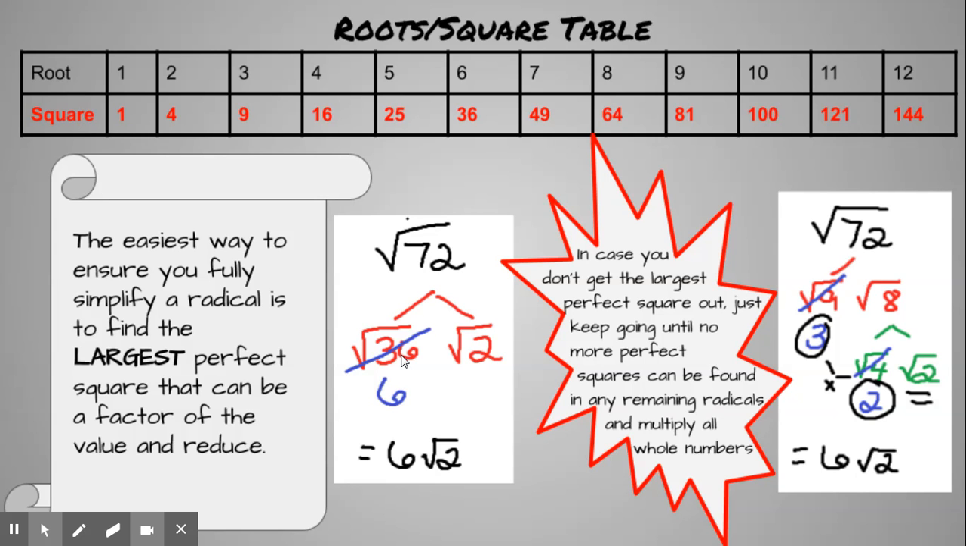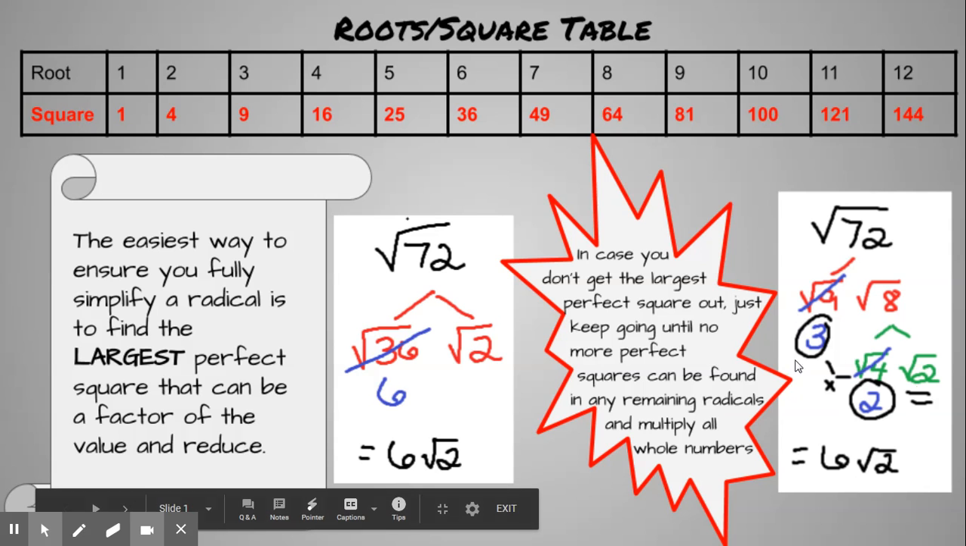Now, if you don't get the largest one on the first try, not a problem. You just keep going. So some people know factors and they know, well, 72 is made up of 9 and 8. Great, you are absolutely correct. Square root of 9 is 3, but the square root of 8 can go further. 8 can be broken down into 4 and 2, and the square root of 4 is 2, and the square root of 2, I don't know, it stays as is. So I would then multiply these two whole numbers that we got from the perfect squares. 3 times 2 gets me that 6, and again, I still have the square root of 2 in the back end. So that's how I'm going to be going through and simplifying these radicals.